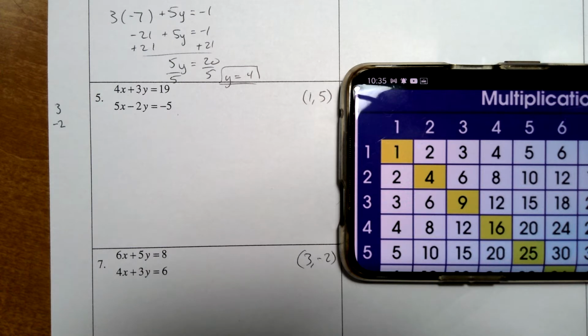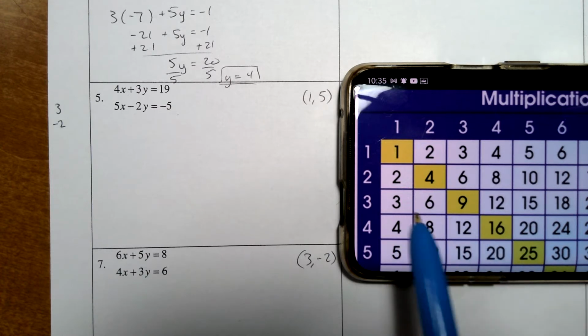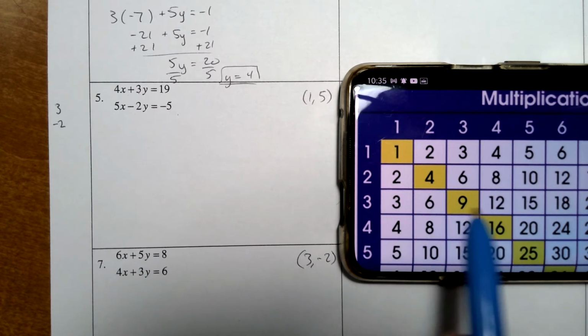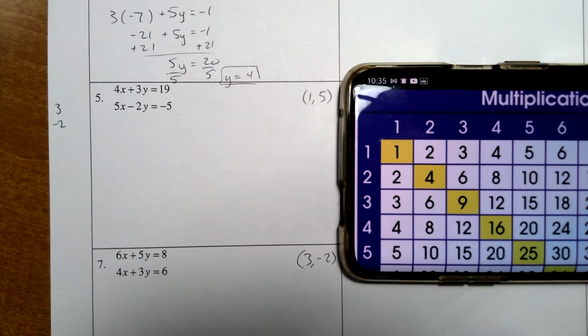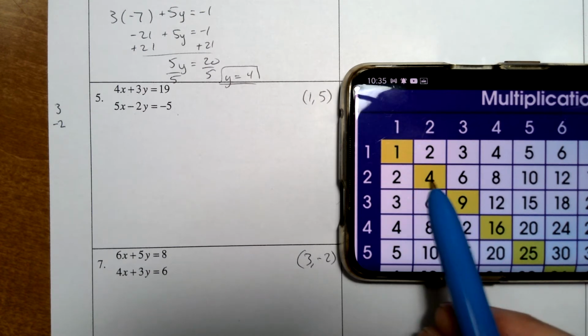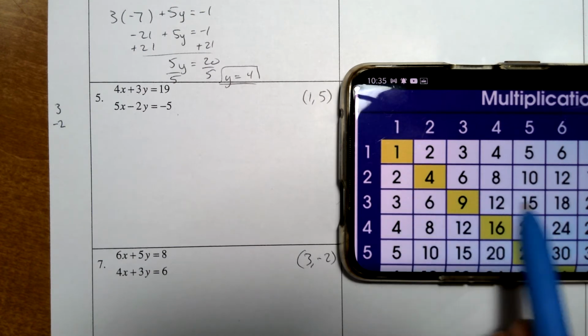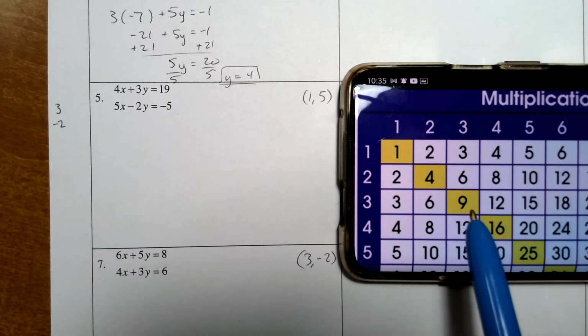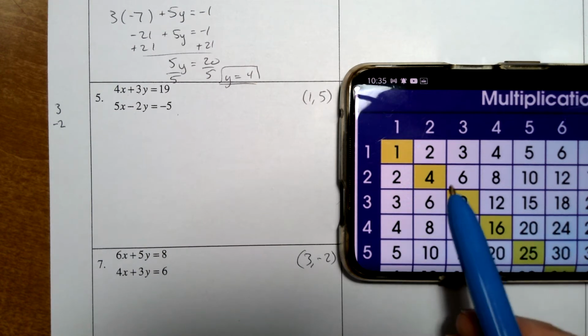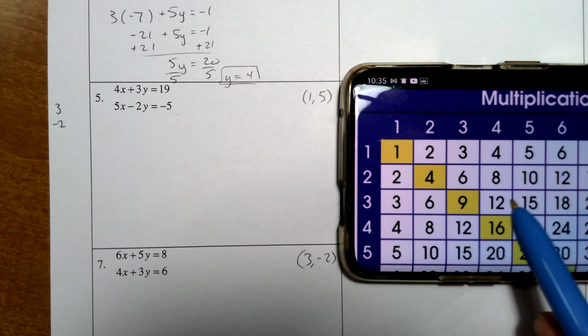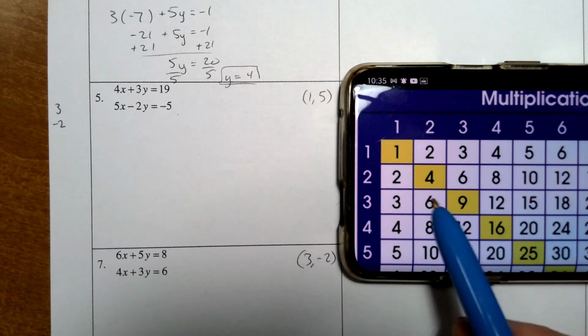So maybe you already know, but let me show you how I would use a multiplication chart to think about this. I'm looking at my 3 row and my 2 row, and I'm looking for what's in common. So 2, 4, 6, 8, 10, 3, 6, 9, 12, 15, and I'm seeing what they have in common. Well, it looks like they have 6s. It looks like they have 12s in common. I'm going to choose the smallest.